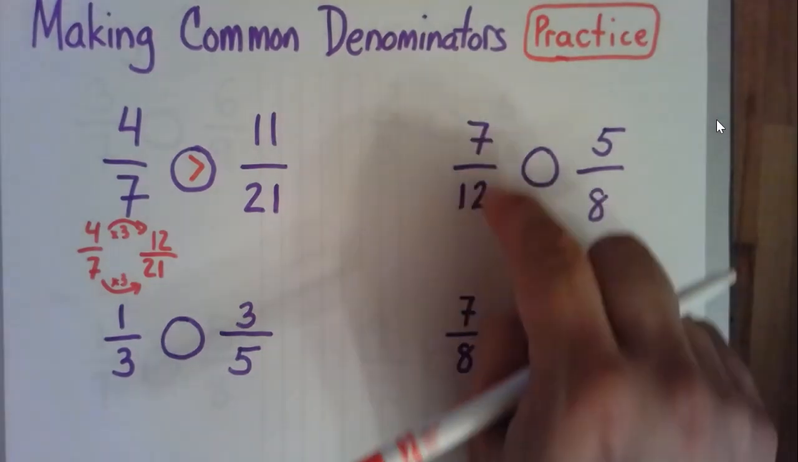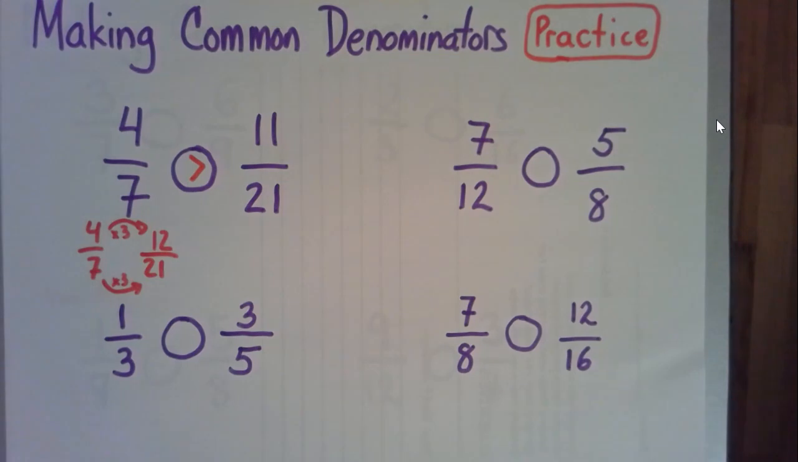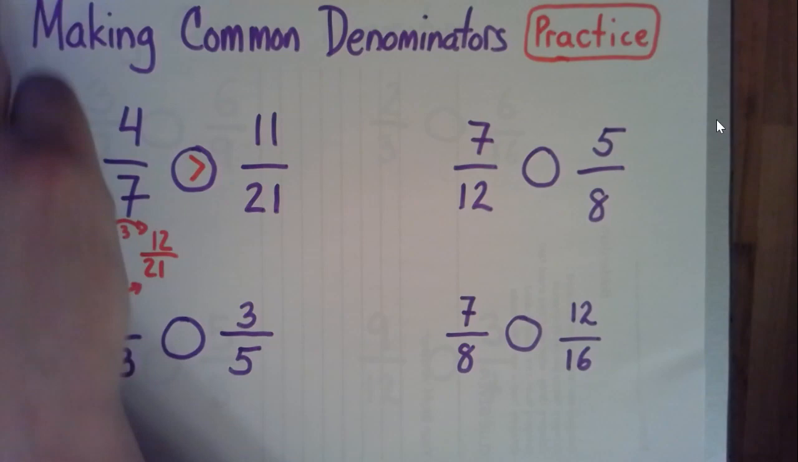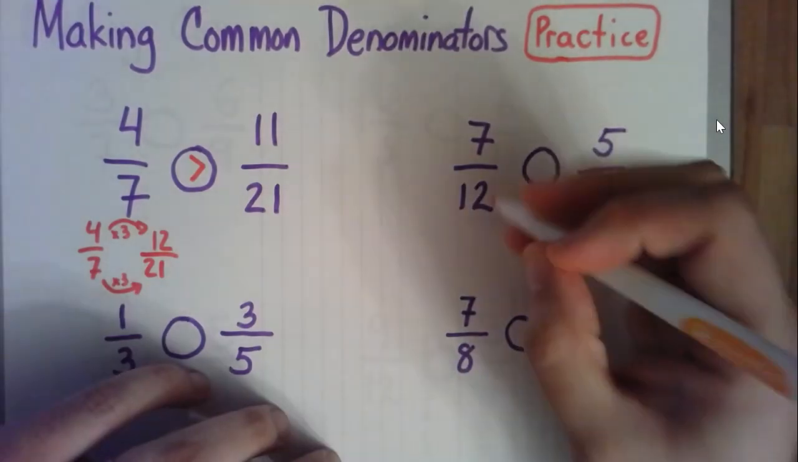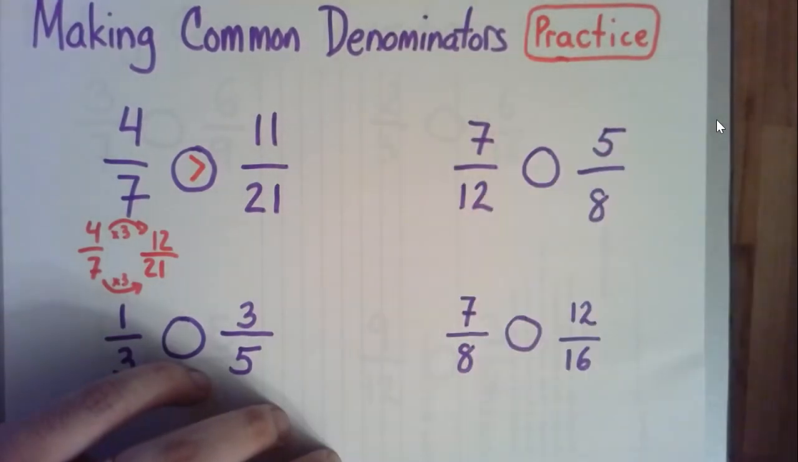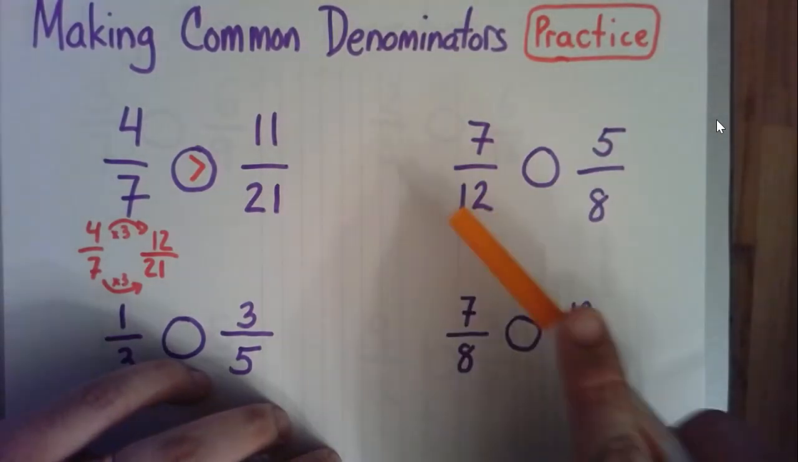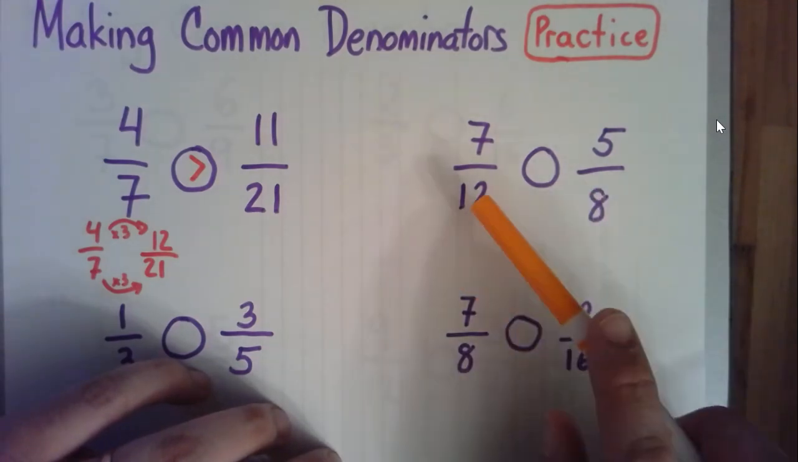Now, let's try 7/12 and 5/8. Think about what strategy you can do to solve this. Give it a try. So there are a bunch of different ways in which we could have solved comparing 7/12 to 5/8. One option would be to say, all right, we're going to multiply those denominators by one another.